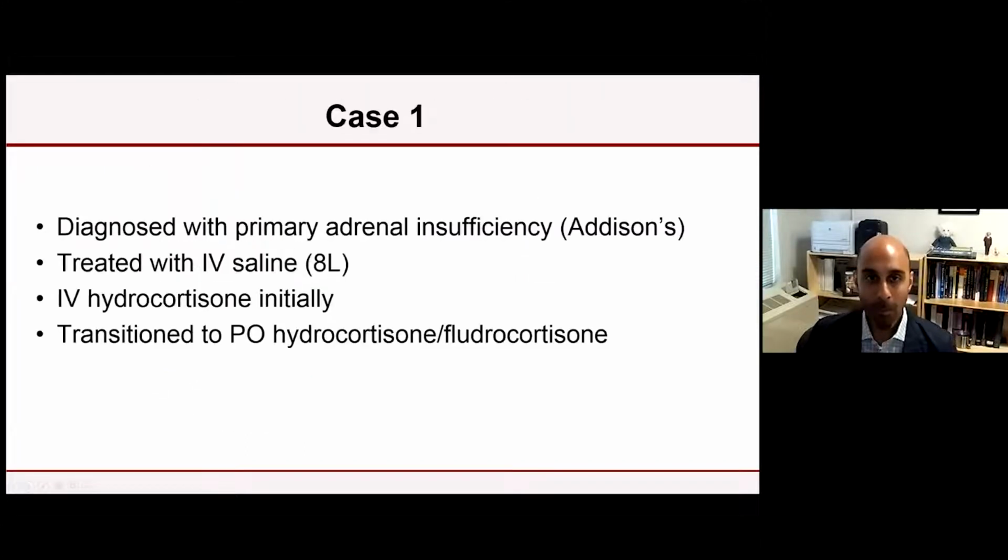Okay, so this patient was diagnosed with primary adrenal insufficiency, Addison's disease. She was treated with IV saline and stress-dosed IV hydrocortisone. She recovered and then was transitioned to an oral regimen of hydrocortisone and fludrocortisone for life.